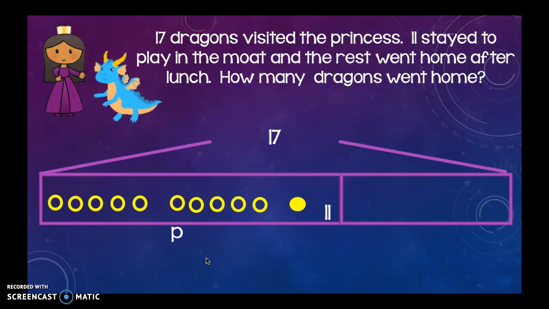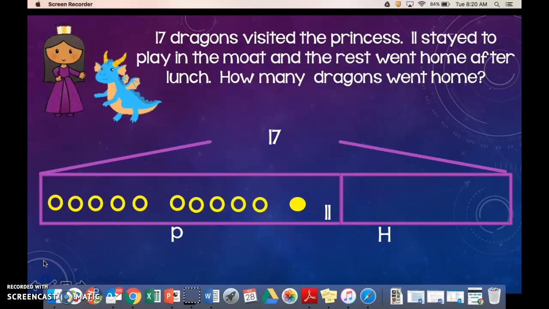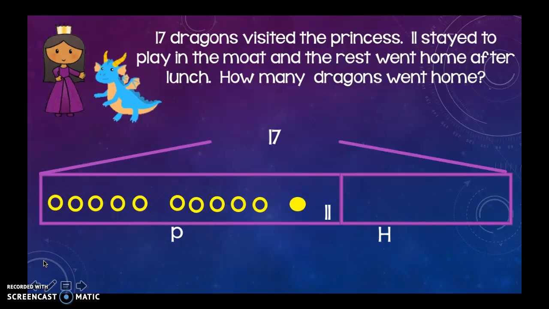I don't know how many that would be. So I'm going to put an H there, but I'm going to leave it empty. When I'm writing my number sentence, I already know that one of the parts is the thing that I have missing. So I'm going to do 11 plus something equals 17, because that's the whole amount. I'm going to put that nice little box there because I know that's the unknown. Now all I have to do is find the missing part.